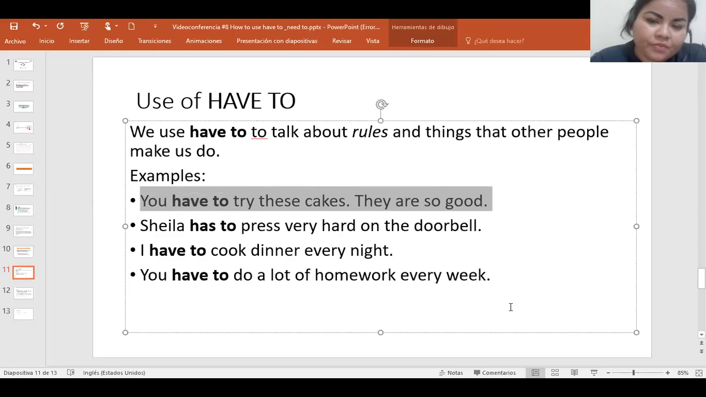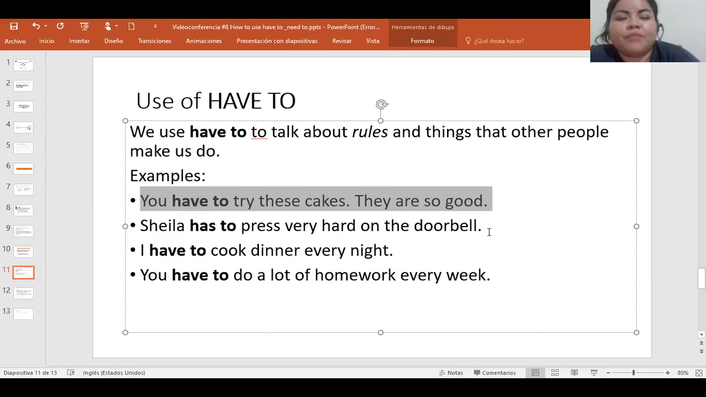Emerson? Leer eso que está sombreado. Yes. You have to try these cakes. They are so good. Very good. You have to try these cakes. They are so good. Very good.